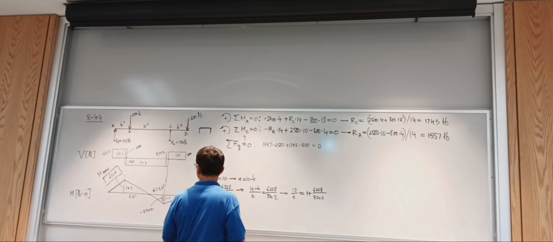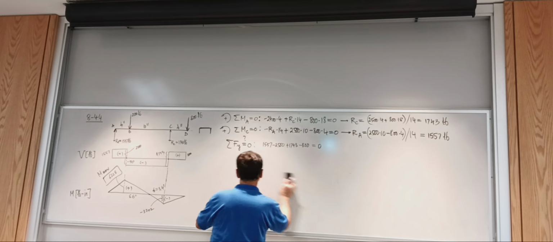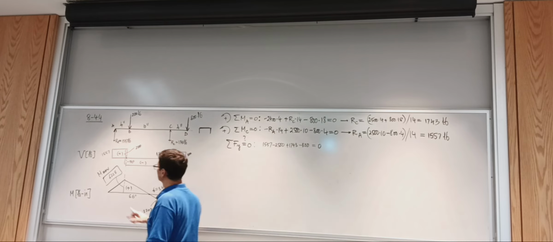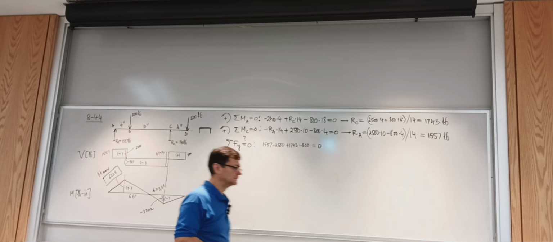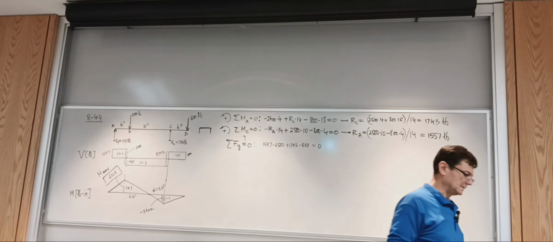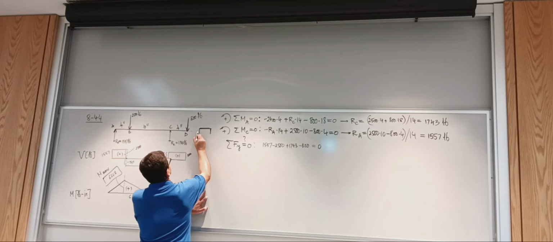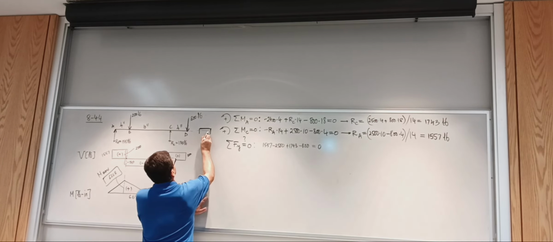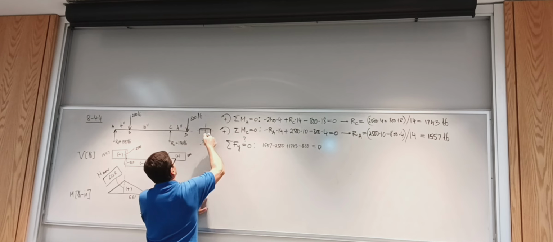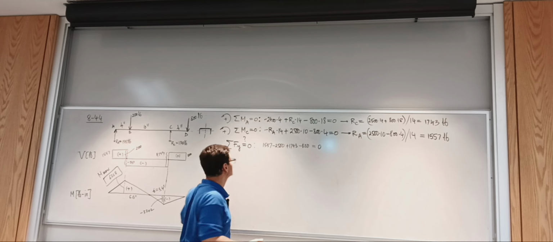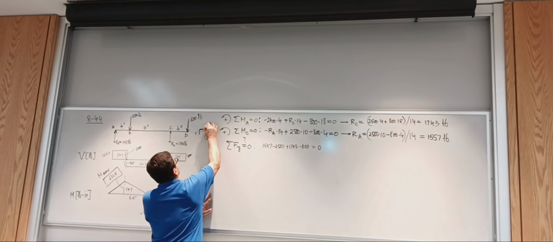And if we have M max, we can move forward and figure out the section modulus for the channel. Maybe at this point we should go and look at the channel. They are presented in the appendix in the vertical orientation. So this is YY, and this is XX.